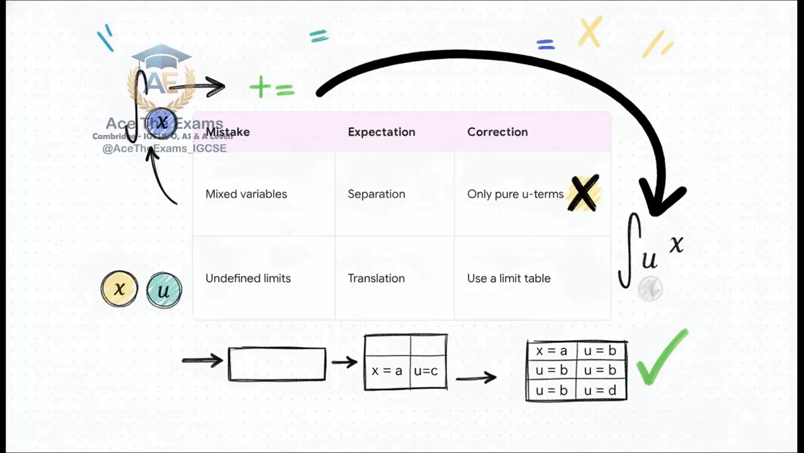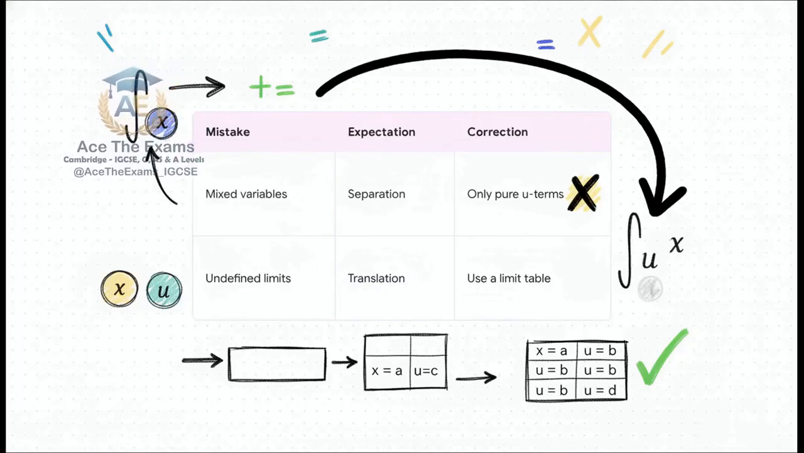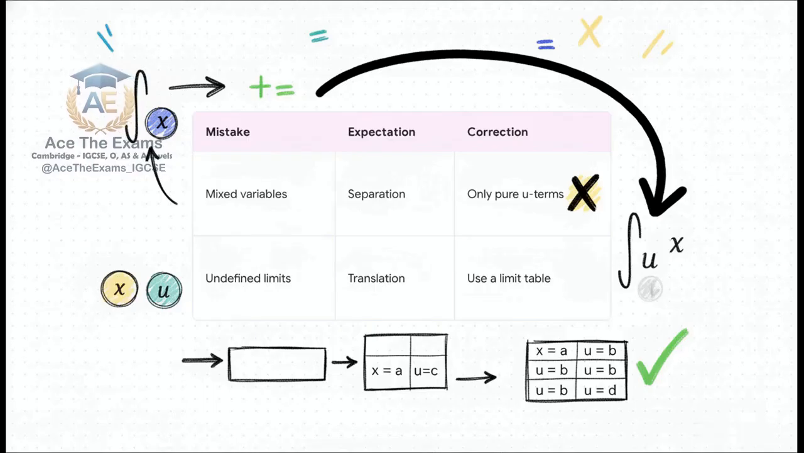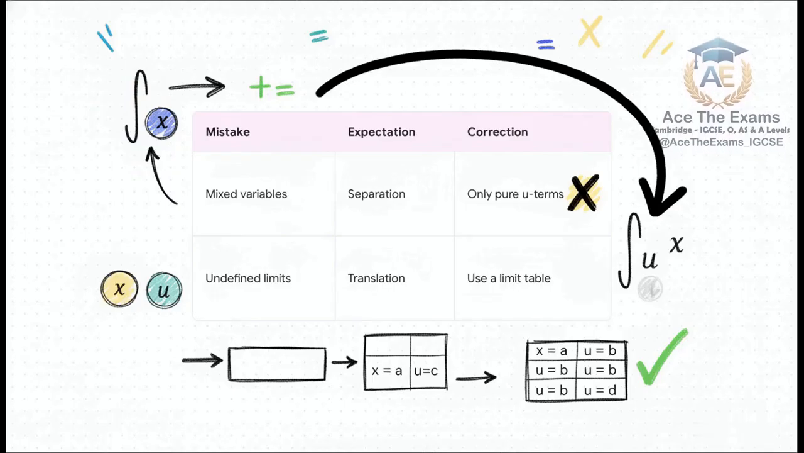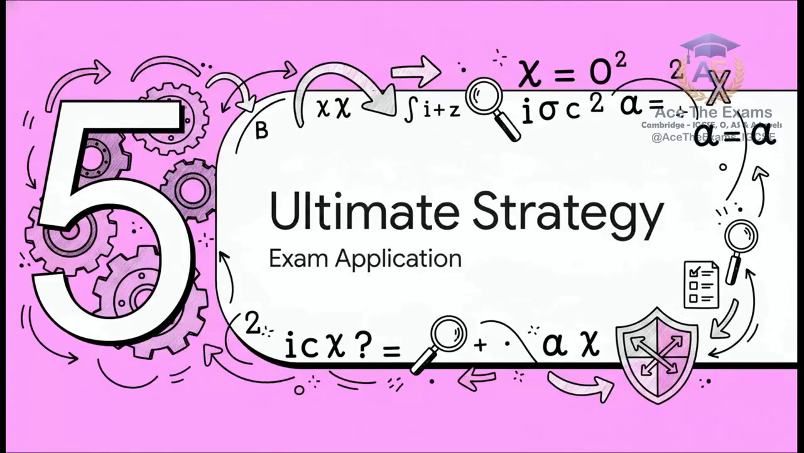And when limits are left undefined, the expectation is visible limit translation. The fix is so simple, but so effective. Physically write a mini table on the side of your exam paper showing the old x values pointing to the new u values. Writing down these explicit comparative connectives physically forces the examiner to award you those crucial high-band method marks.